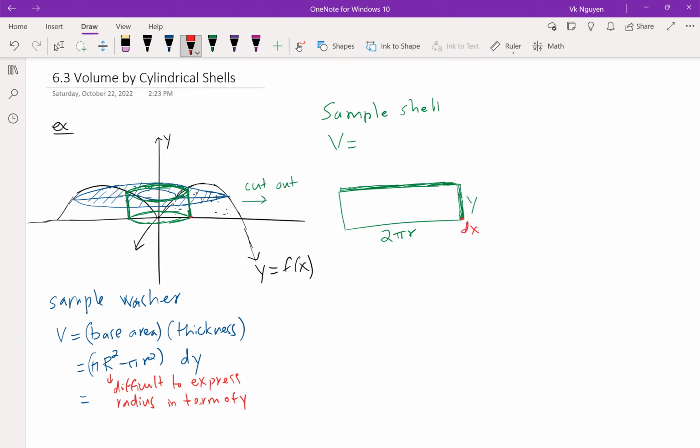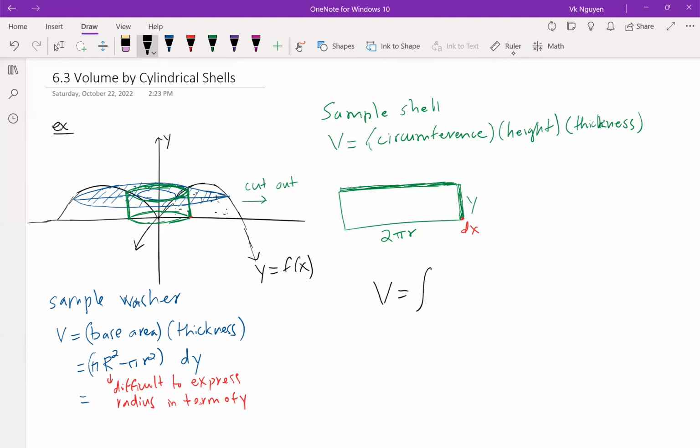The volume is circumference multiplied by height multiplied by thickness. Once we have the volume of a sample shell, we use the same trick, right? We add them up and take the limit as n goes to infinity. So the limit of the Riemann sum is the integral.